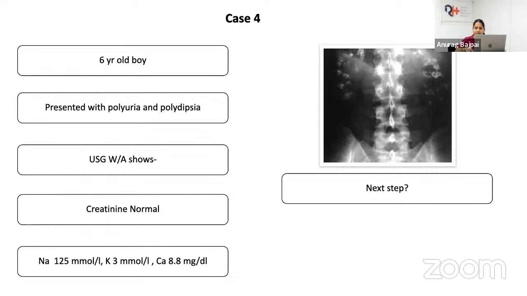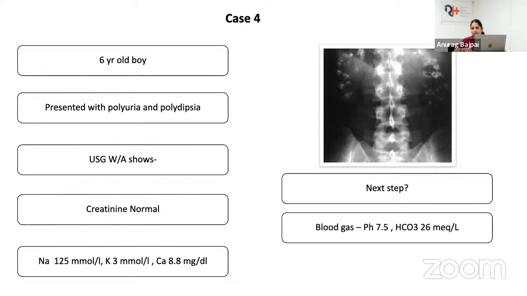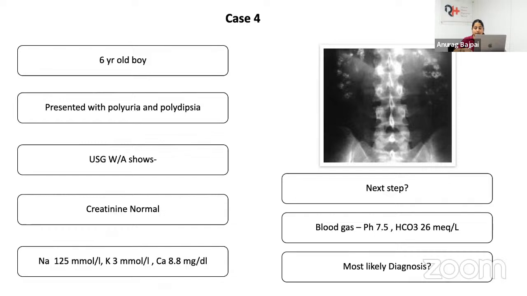So who did the blood gas? Blood gas should be done because with tubulopathy, it could be RTA or it could be another cause. If the blood gas shows it was alkaline and the bicarbonate was 26, what could be the most likely diagnosis in this case?